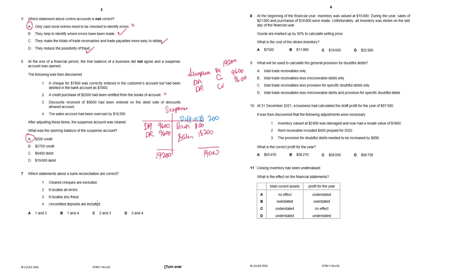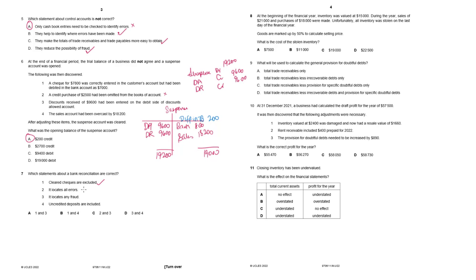Which statements about a bank reconciliation are correct? Cleared checks are excluded, correct, because checks that are already cleared are also recorded in the cash book, and they are not included in the bank reconciliation. So this is a correct statement.